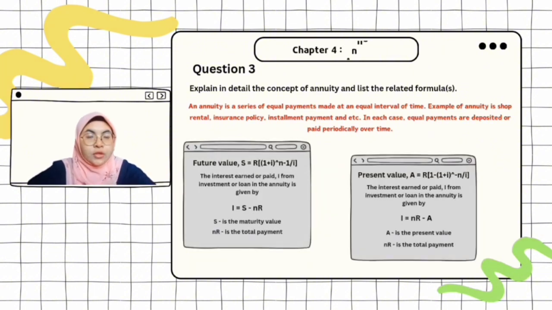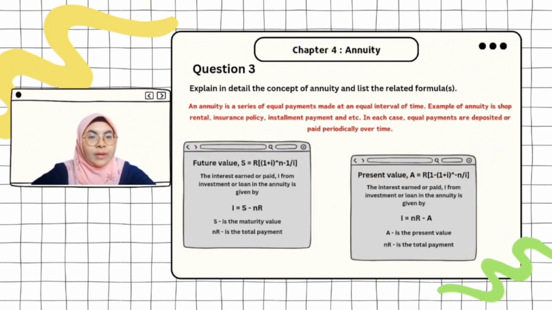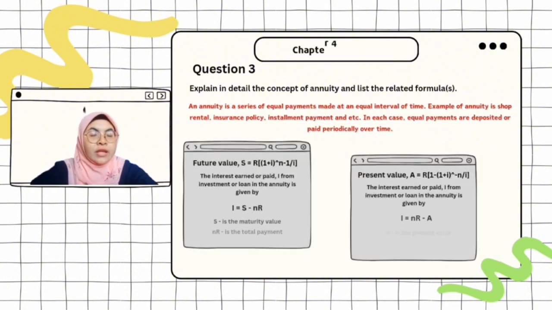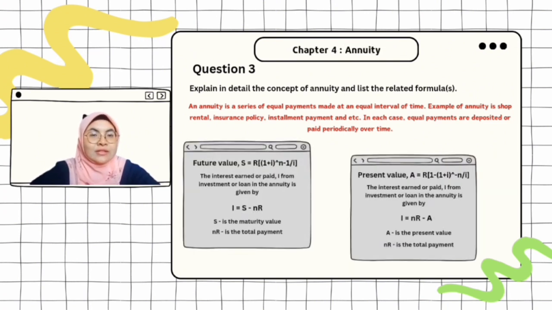In this chapter, we have to know the formula for the future value, which is S equal to R bracket 1 plus i to the power of n minus 1 over i. The interest earned or paid, I, from an investment or loan in an annuity is given by I equal to S minus nR. S stands for the maturity value, while nR stands for the total payment.